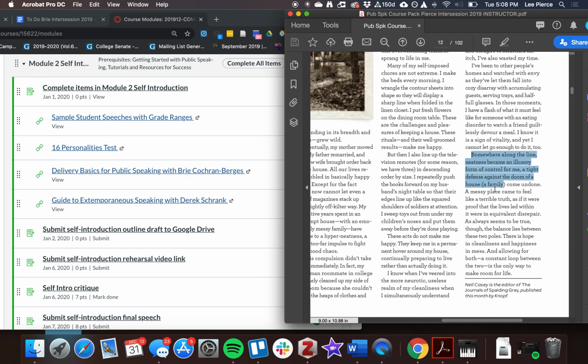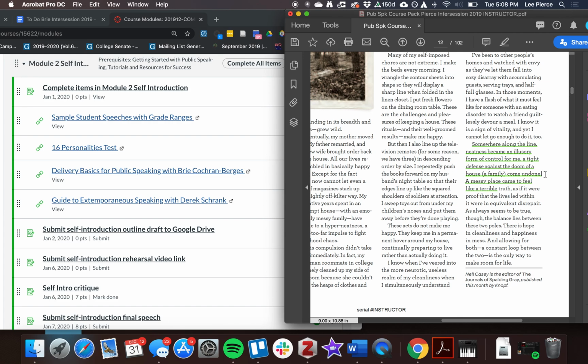And then there's this nice little closing, where the author repeats the central idea. Somewhere along the line, neatness became an illusory form of control for me, a tight defense against the doom of a house, a family come undone. So very similar to the central idea that was at the beginning of the essay, but it's said in different words. A messy place, blah, blah, blah.